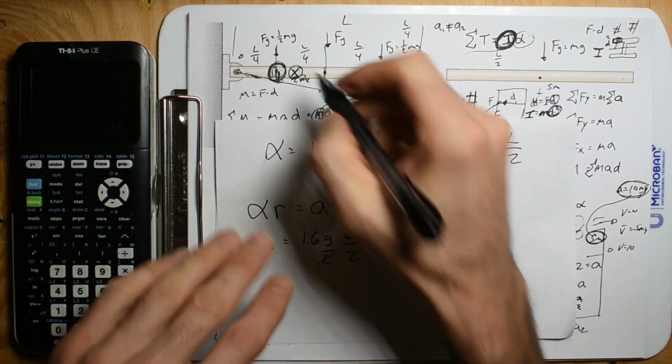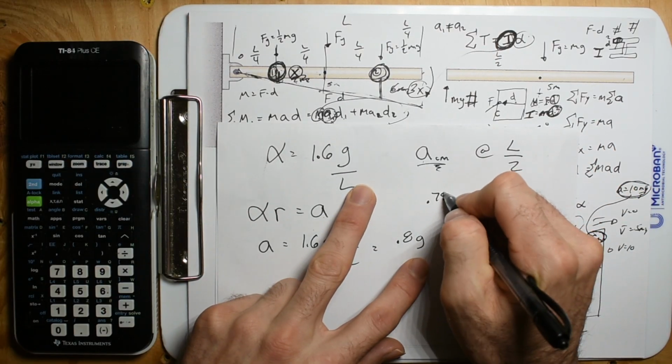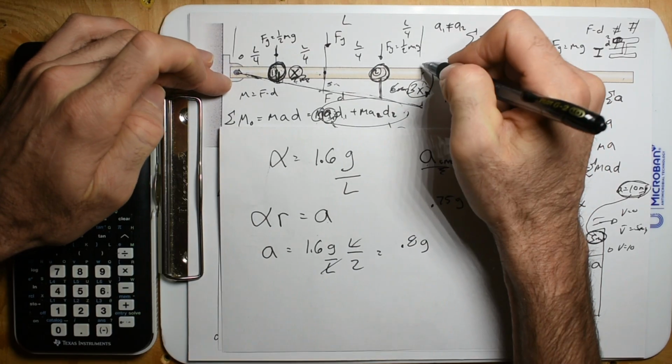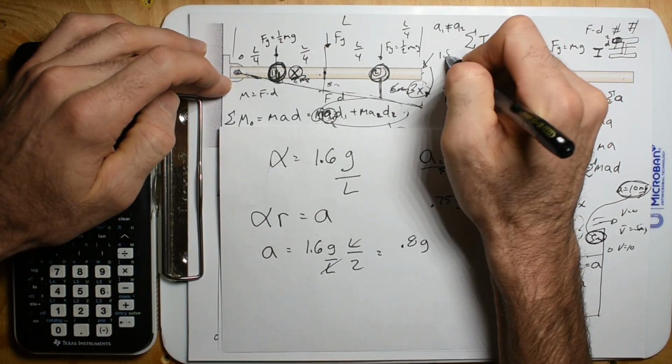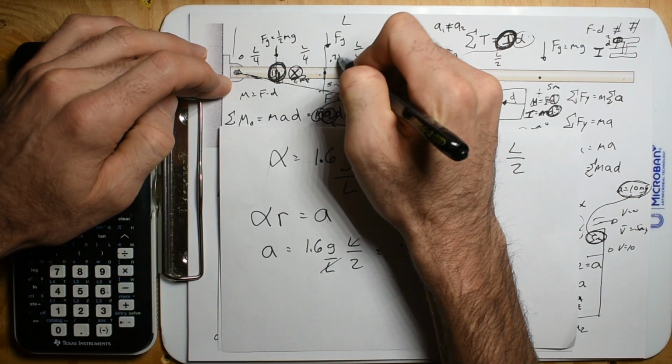Now that's just with 2 masses. If you do this problem with the bar, you'll get 0.75 g. So with the bar being what it is, you're going to get an acceleration here of 1.5 g, and you're going to get an acceleration of the center of mass of 0.75 g.